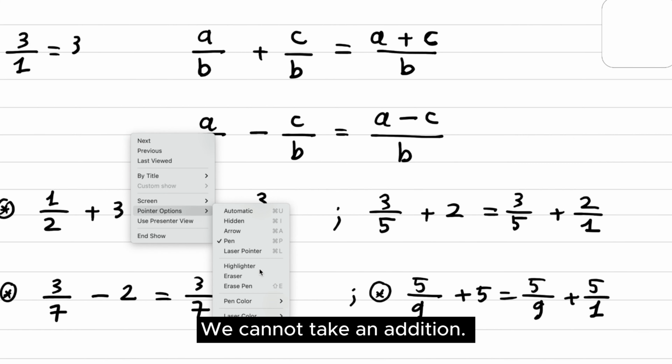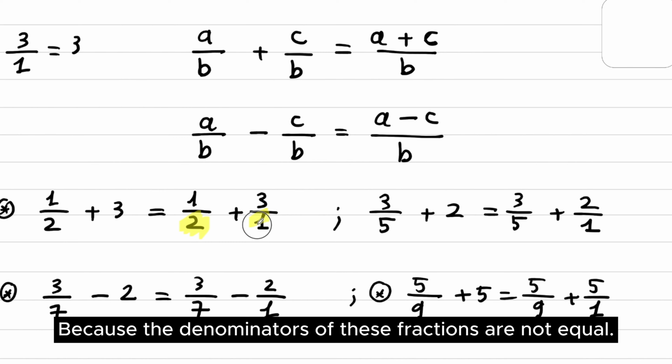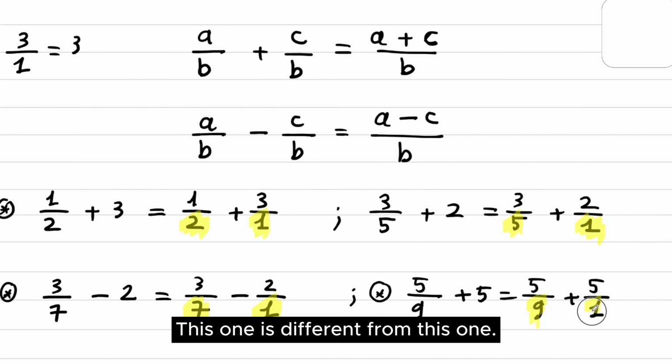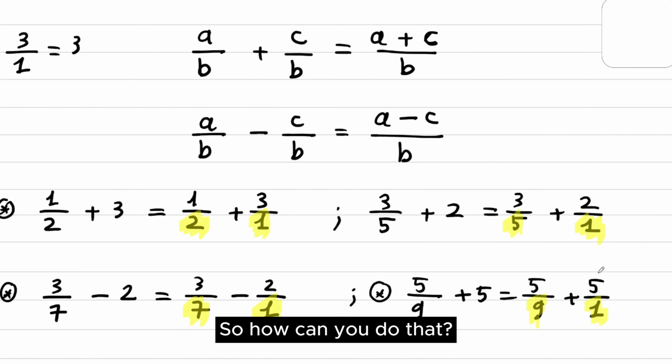We cannot take addition because the denominators of these fractions are not equal. This one is different from this one. So how can you do that? Look at this. It's not too difficult, but you have to listen carefully.